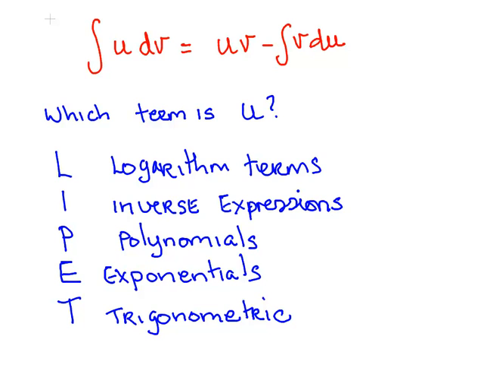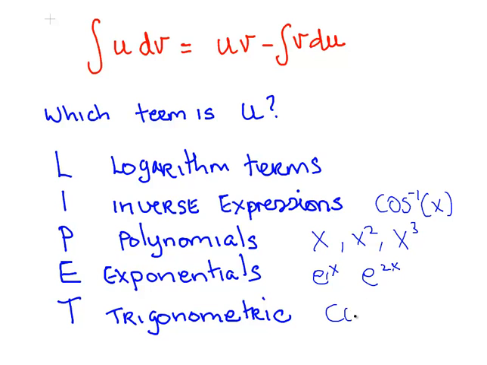For example, something like cos to the minus 1 of x. Then polynomials such as x squared, x cubed. Exponentials, e to the x, e to the 2x, and trigonometric terms like cos of x. So that's the order of precedence. Logarithmic terms would be first precedence to be u.